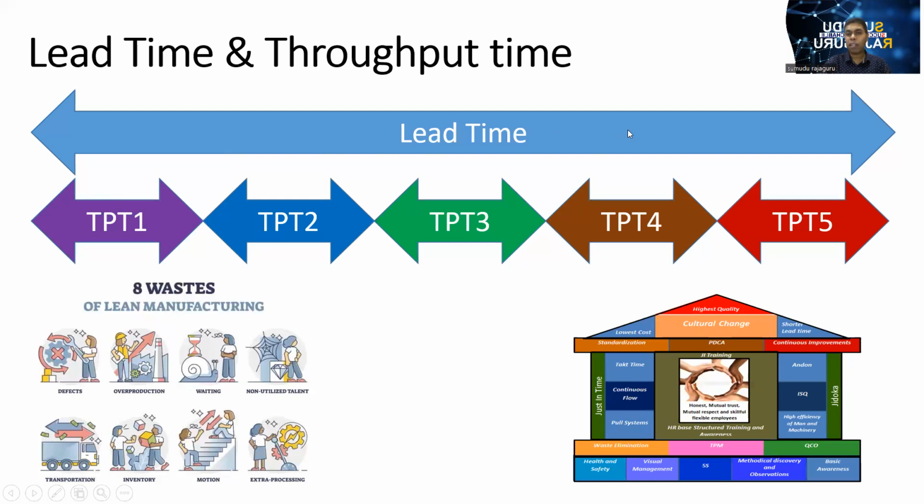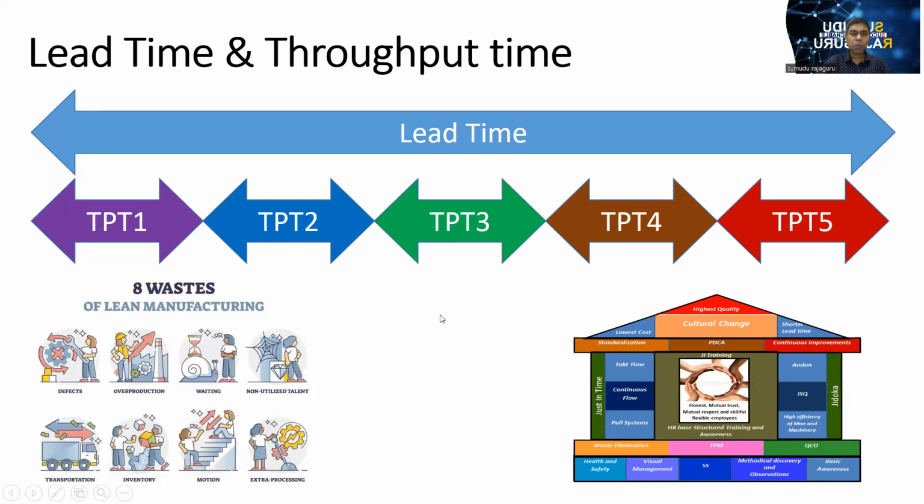If you want to reduce the lead time, it contains several throughput times. As mentioned here, throughput time 1, throughput time 2, throughput time 3. Likewise, if you want to reduce the lead time, definitely we have to reduce the throughput time. And to reduce the throughput time, we have to address the 8 types of wastages also. To reduce the 8 types of wastages, there are several tools and concepts.